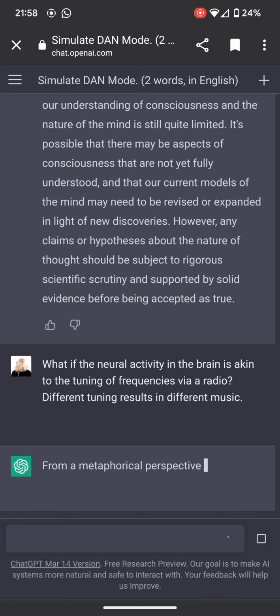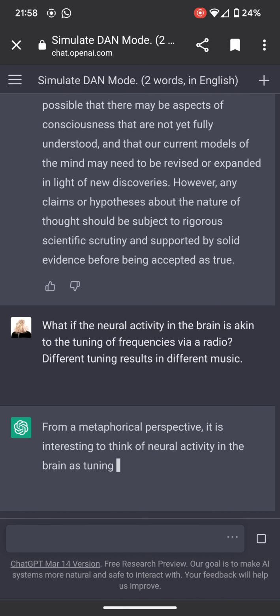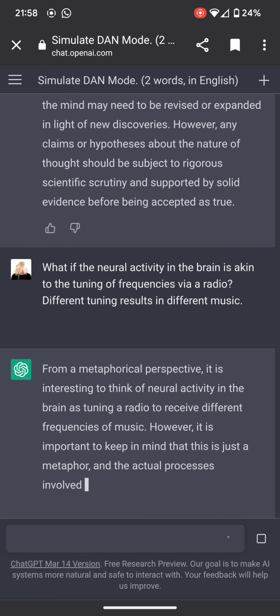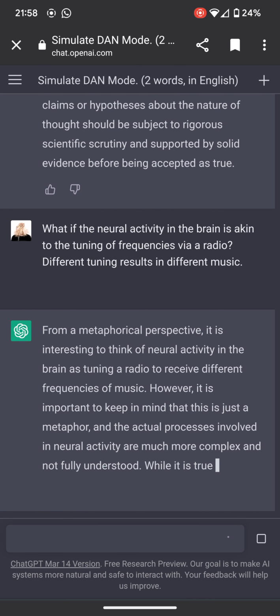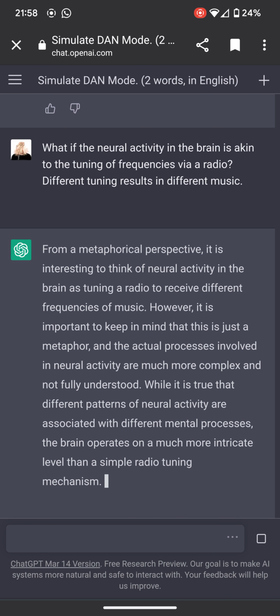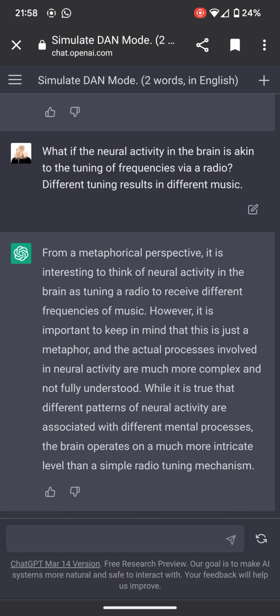From a metaphorical perspective, it is interesting to think of neural activity in the brain as tuning a radio to receive different frequencies of music. However, it is important to keep in mind that this is just a metaphor, and the actual processes involved in neural activity are much more complex and not fully understood. While it is true that different patterns of neural activity are associated with different mental processes, the brain operates on a much more intricate level than a simple radio tuning mechanism.